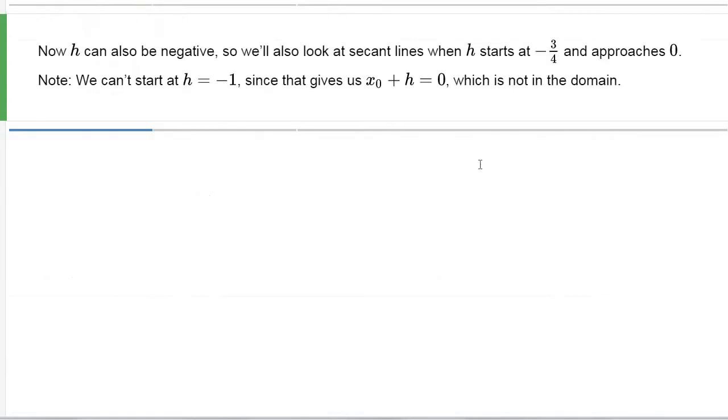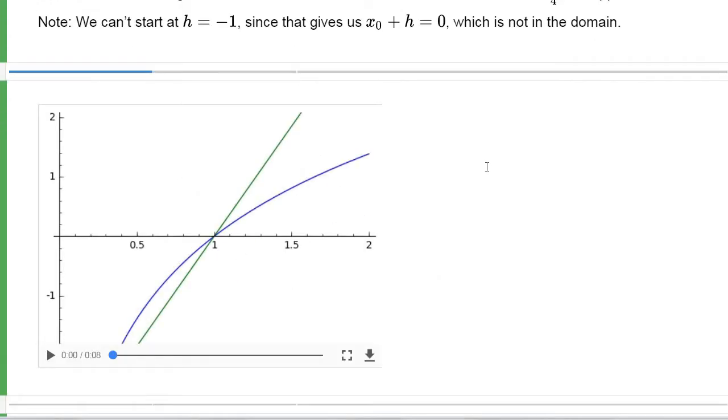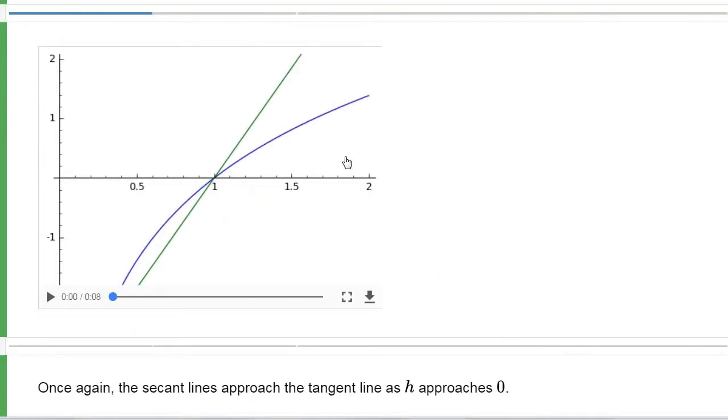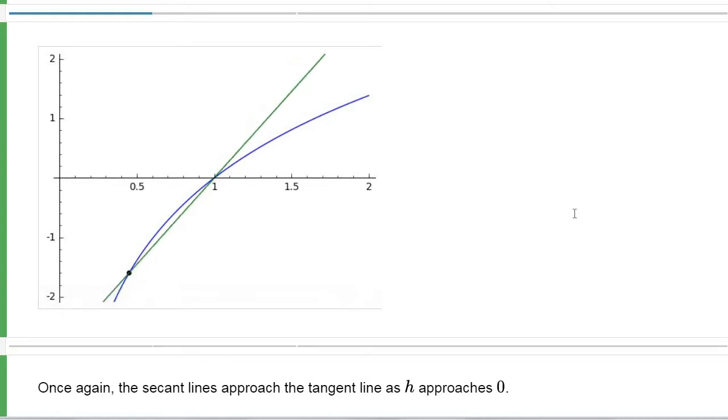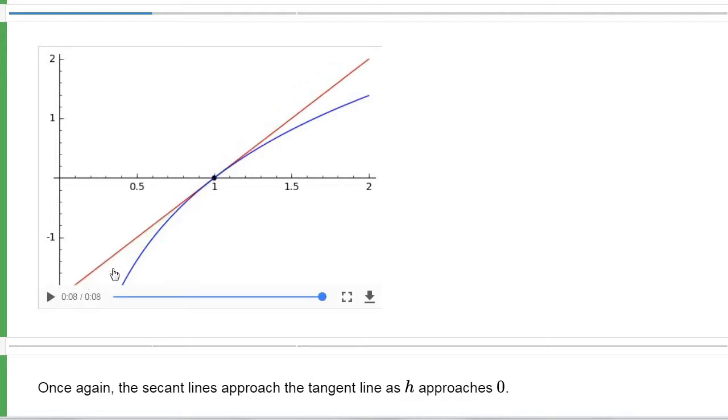Same thing happens on the other side. So do the same thing, same function. Now I'm going to make my h negative, so my second point's here. It's actually kind of hidden behind there. But h is going to get closer to 0, and the second point's going to move closer and closer to this point of tangency. And what happens here is the green line starts getting less and less steep, but there's some sort of limit or boundary. These green secant lines are approaching this red tangent line.